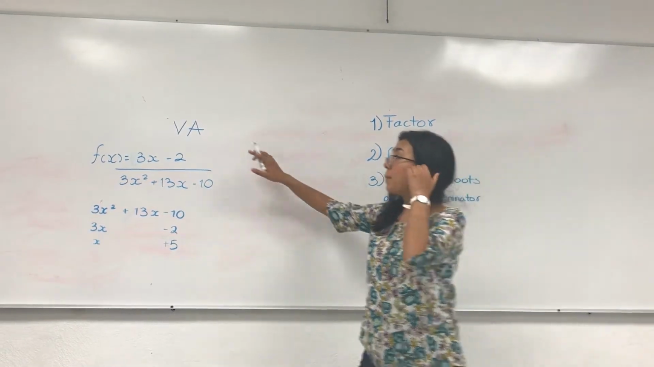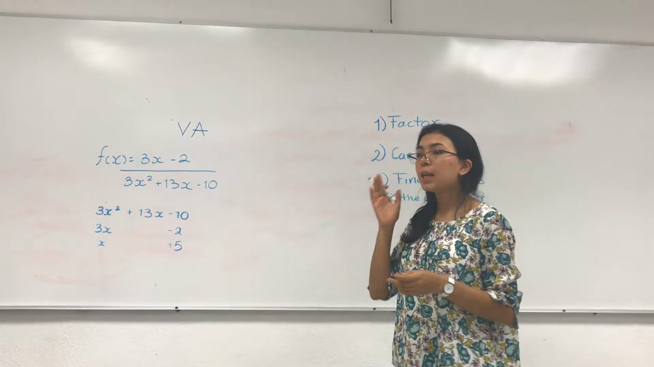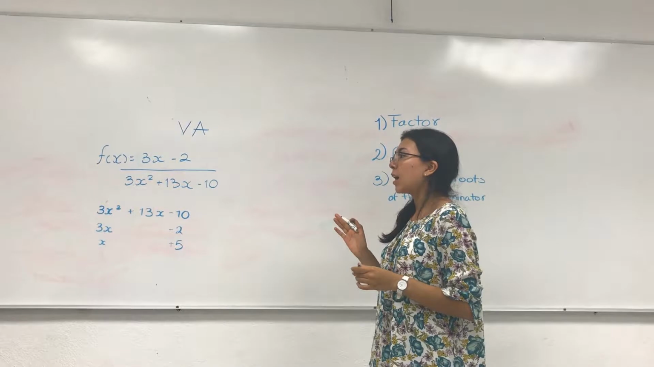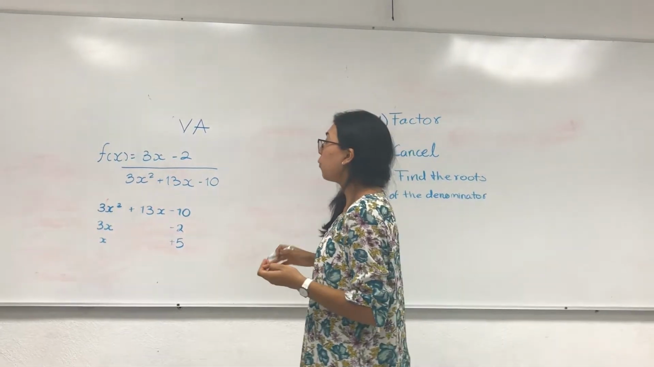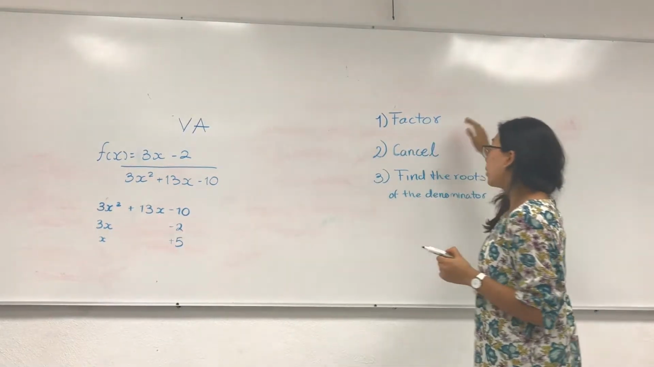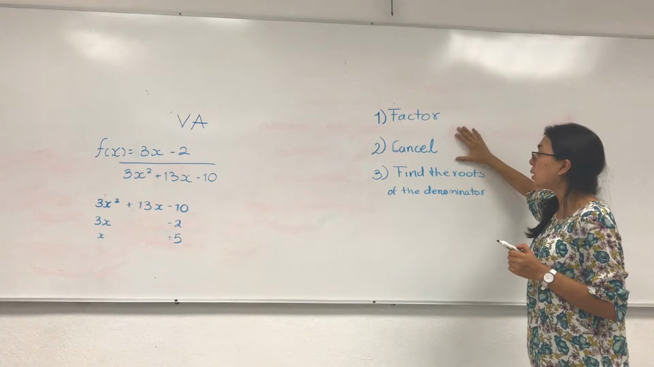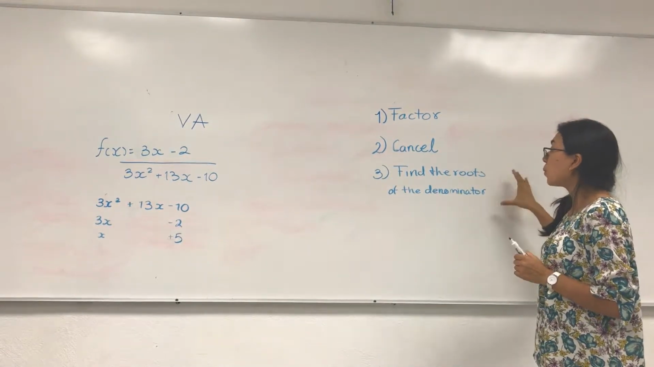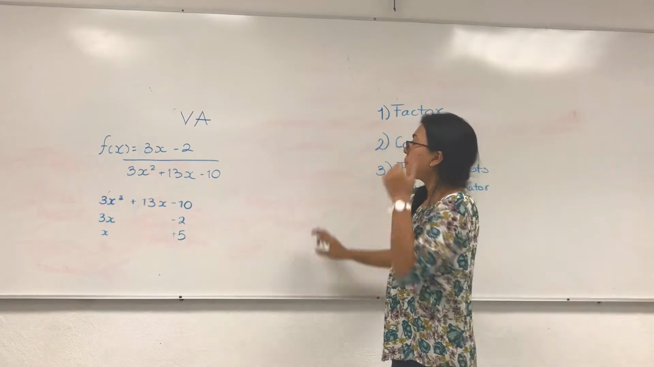Okay, so we're gonna get the vertical asymptote. The vertical asymptote is the vertical line that the graph gets near to but never touches. So for getting it, we're gonna follow these 3 steps. First of all, we're gonna factor, then we're gonna cancel, and then we're gonna find the roots of the denominator. So we're gonna factor first.